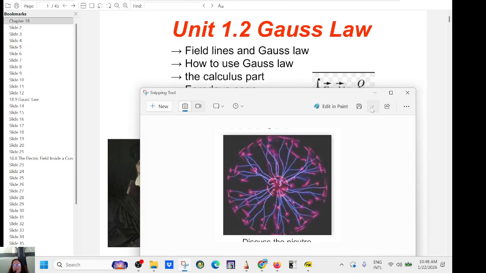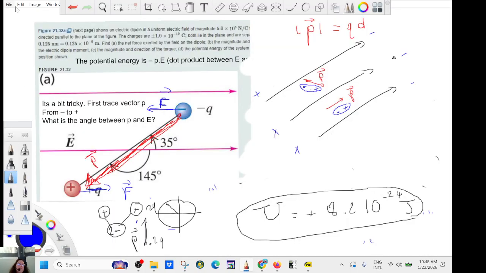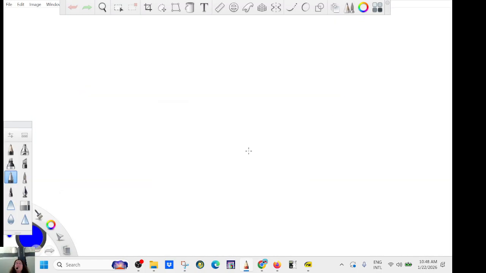And of course, you have your textbook that you need to open. You know how to study from a textbook? You start with the summary at the end. You start reading the summary at the end. And then you ask yourself questions.